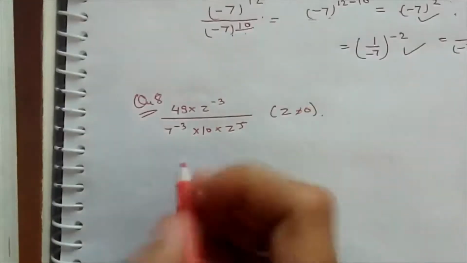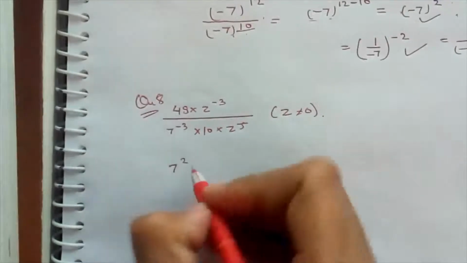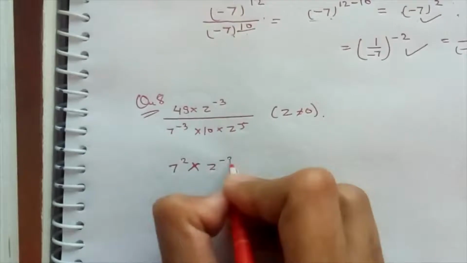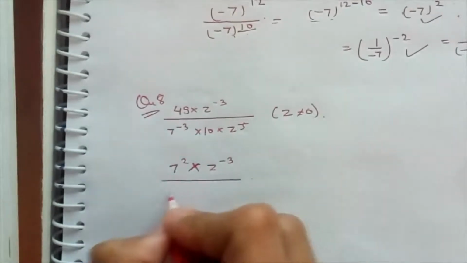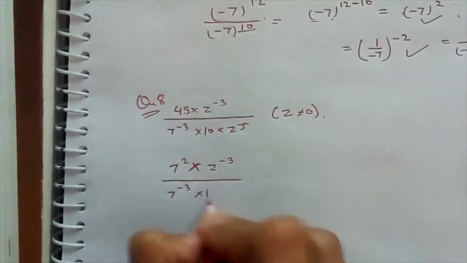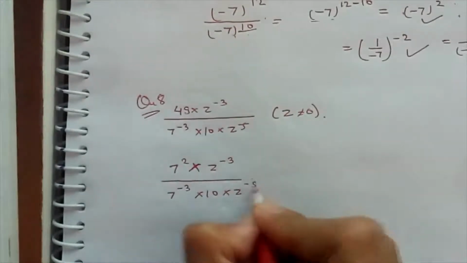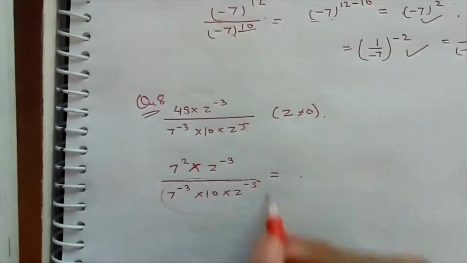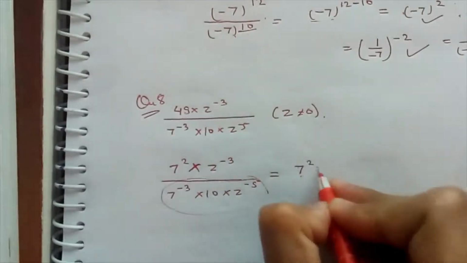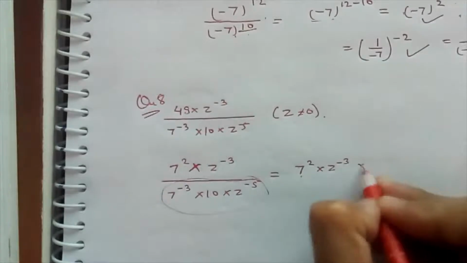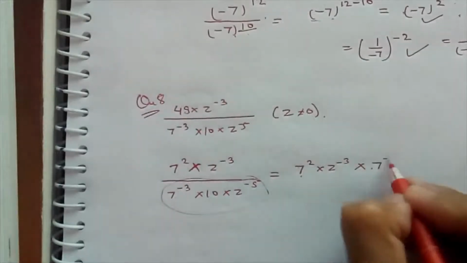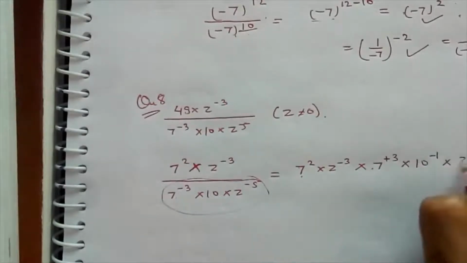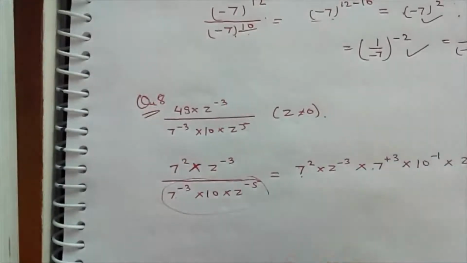Now we will have to solve it. 7 is written as 7 to the power 2. 49 is written as 7 to the power 2, z to the power minus 3 upon 7 to the power minus 3 into 10 into 7 to the power minus 5. So here let's move these denominator terms upward. We will get 7 to the power minus 3 will be 7 to the power plus 3 into 10 to the power minus 1 into z to the power plus 5.